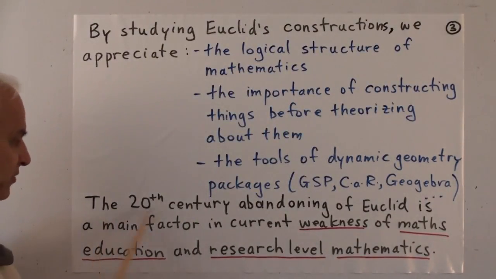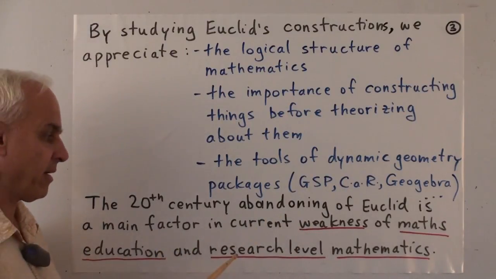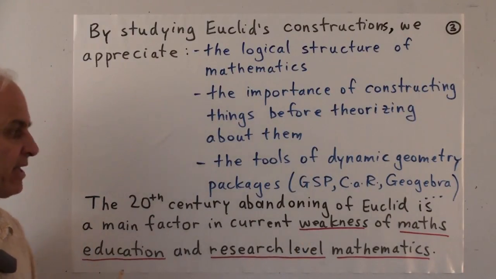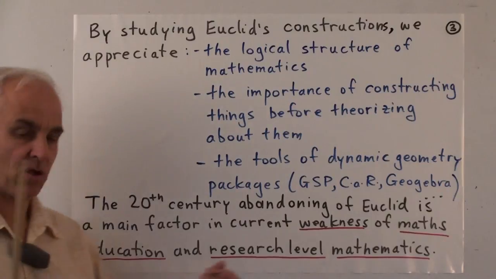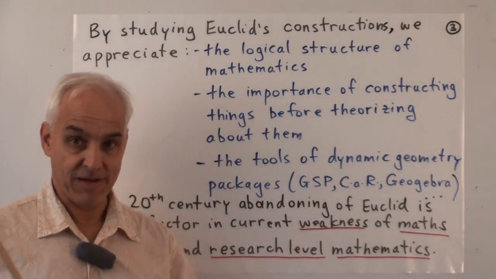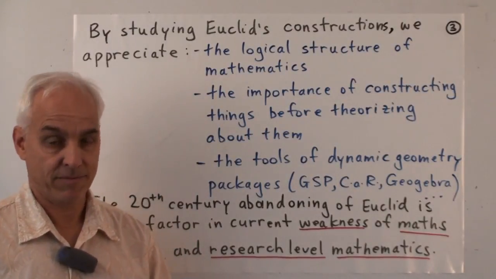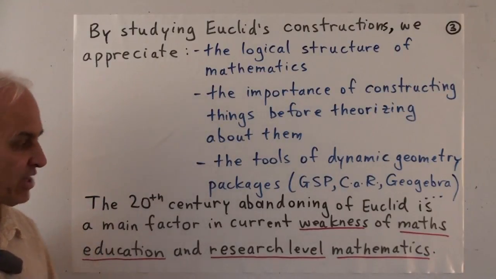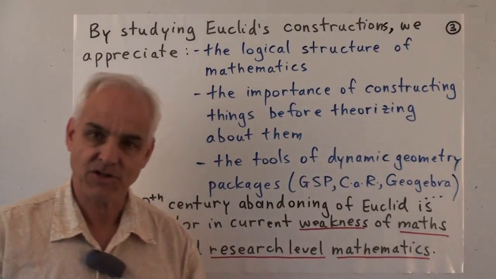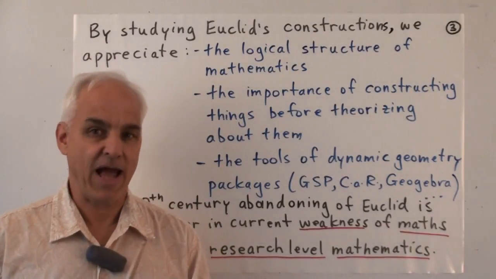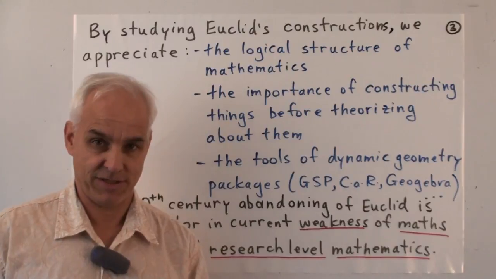All right, so I must say the 20th century's abandoning of Euclid is really a main factor, in my opinion, in the current weakness of maths education. It has weakened maths education because this logical continuity, which used to be foremost in mathematics, has been dropped away. And it's also impacted quite a lot on research level mathematics, which now has a kind of ephemeral, stratospheric aspect, not always connected with solid reality through explicit constructions.